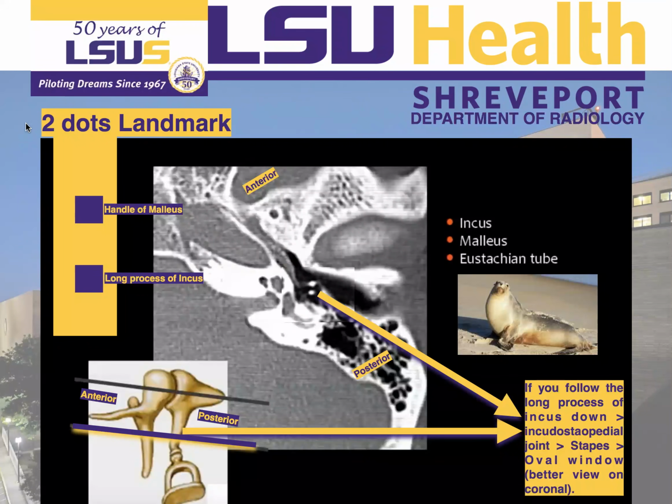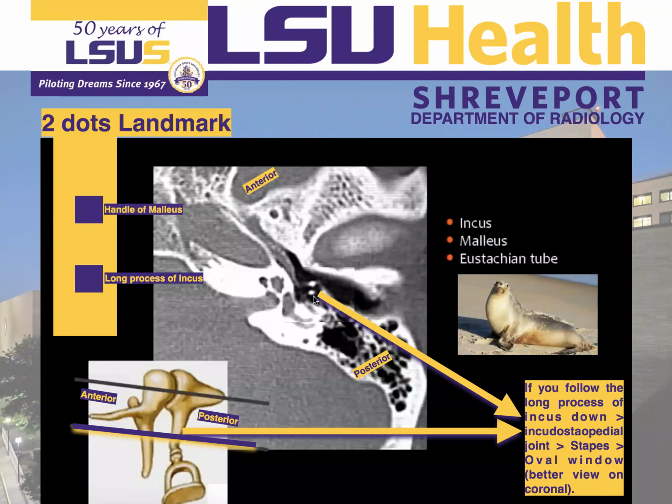If you go a little bit lower, you're going to see these two landmarks. The first landmark is the two dots landmark. Let's remember that the malleus is anterior and the incus is posterior. So when you are reading the CT, this is the anterior part, this is the posterior part. The first dot is the handle of the malleus. The second dot, the posterior dot, is the long process of the incus. And how are we going to see the stapes? It's easy. You just have to follow down the incus, because you're going to see where it attaches to the stapes in the incudostapedial joint, okay?